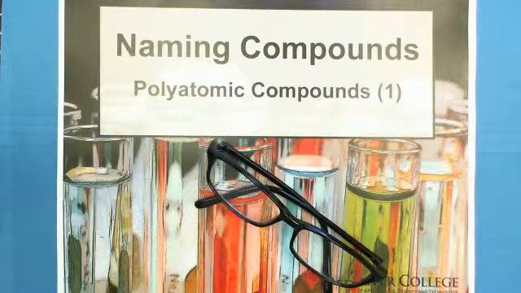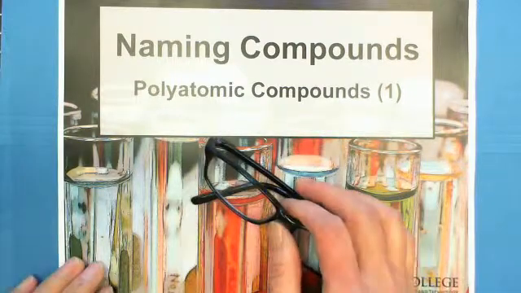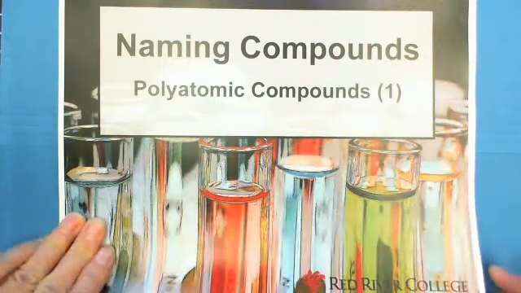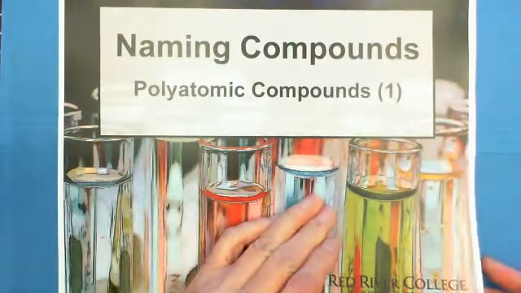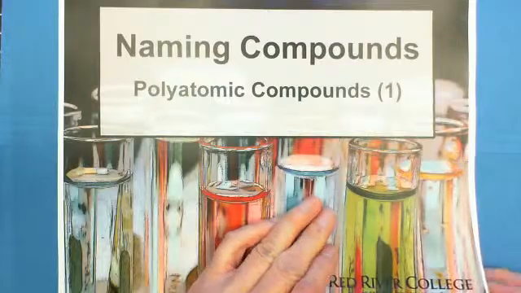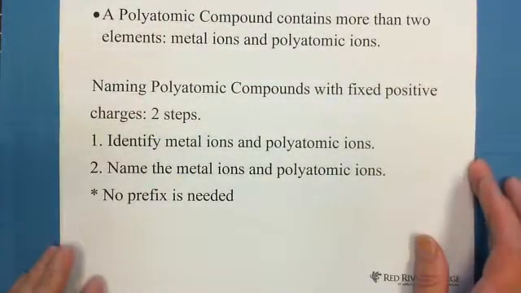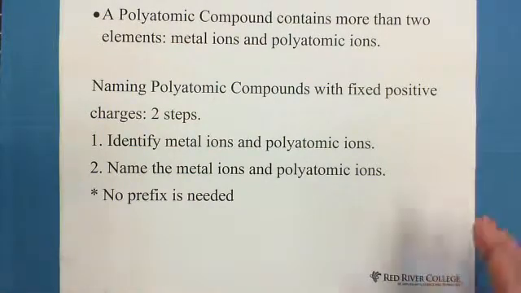Naming polyatomic compounds. This session shows you how to name polyatomic compounds. A polyatomic compound contains more than two elements: metal ions and polyatomic ions.